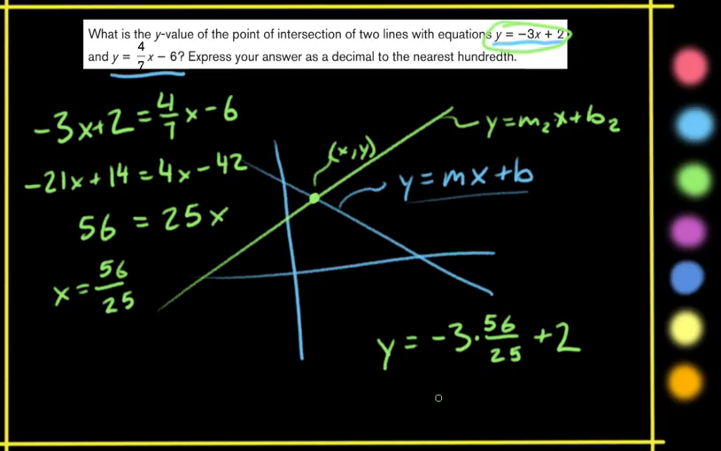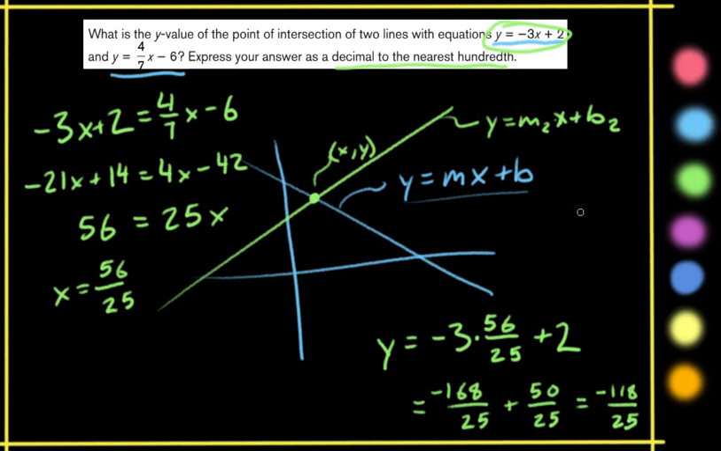Okay, so this gets a little bit messy here, but what do we get? This would be 150 and 18, so that'll be 168, negative 168 over 25 plus 2, which if I put it over 25 is 50 over 25. So this is going to be equal to negative 118 over 25. So that is our answer, but they want it as a decimal to the nearest hundredth.